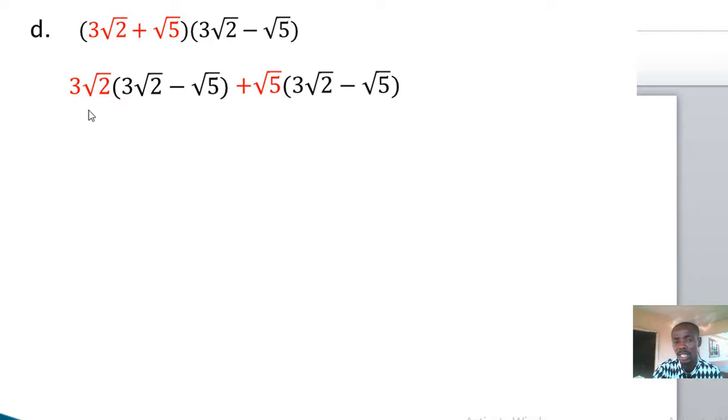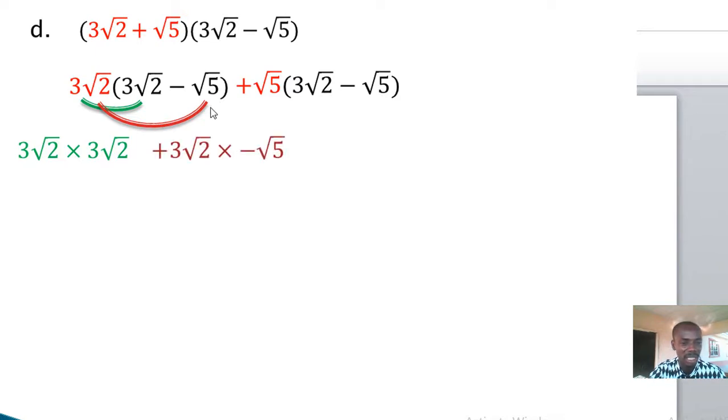So let's connect. Let's use our line connector. Okay, alright, so I'm going to be connecting 3 root 2 and 3 root 2 here. So that is 3 root 2 multiplied by 3 root 2. Okay, then connecting 3 root 2 and minus root 5. That's going to be giving me plus 3 root 2 multiplied by minus root 5.